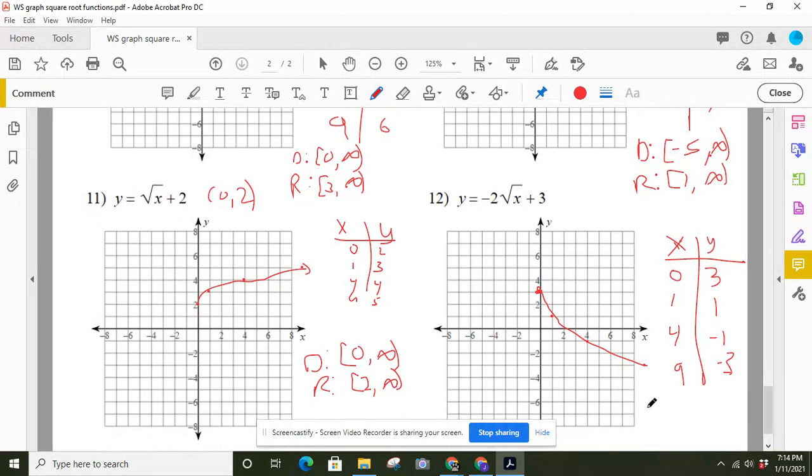All right, so my domain is all real numbers greater than or equal to 0, 0 to infinity, and my range is all real numbers less than or equal to 3, so from negative infinity to 3. All right, and there you go. That's how you are going to do 7 through 12.